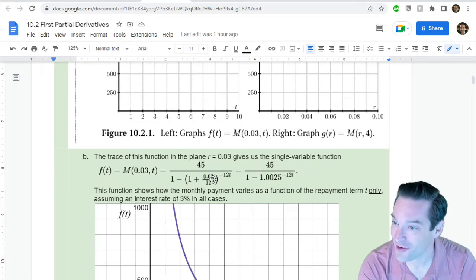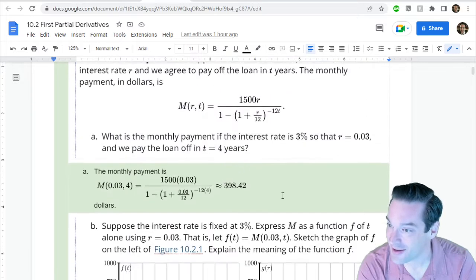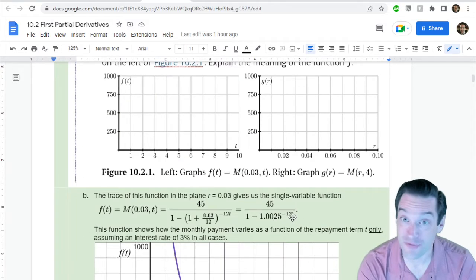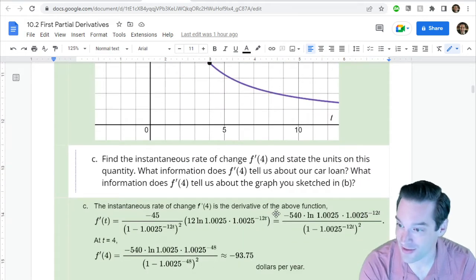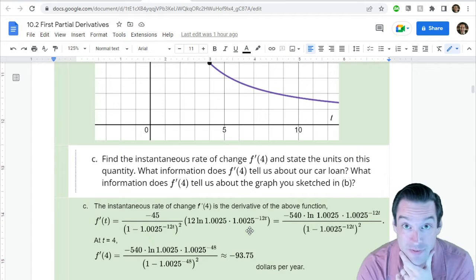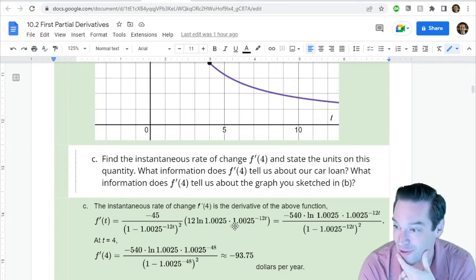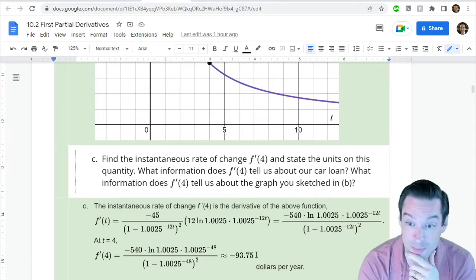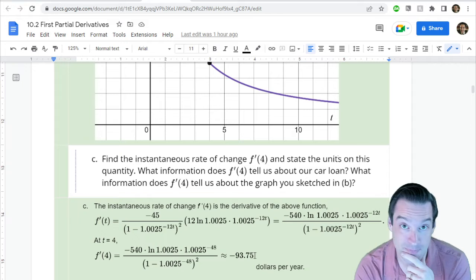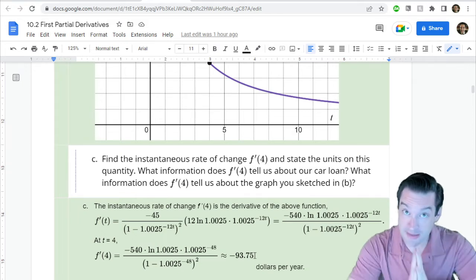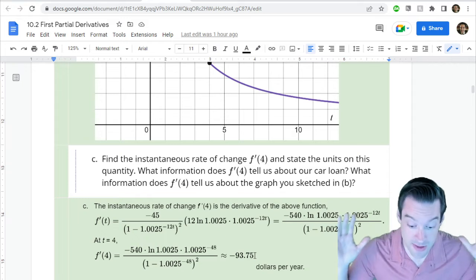If you look at this function, it's got a 1.0025 to the minus 12t down here in the denominator. So we end up needing to use either a quotient rule or a chain rule, and then needing to remember what the derivative of an exponential function with a base that's not e is equal to. So you do this big ugly calculation, then you evaluate at t equals 4, and you get this number, negative 93.75.